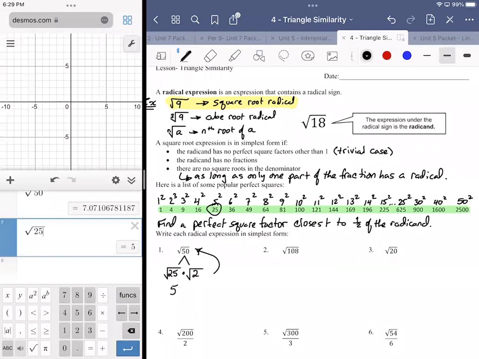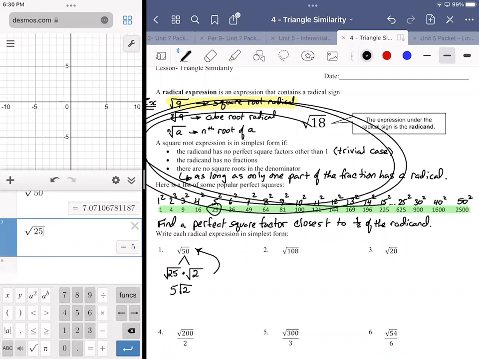So the radical 2, I can't do anything with. So I just bring that along for the ride. Now, the question that always comes up: how do I know I can't do anything with the radical 2? How do I know I can do something with the radical 50? That's where this stuff really becomes useful.